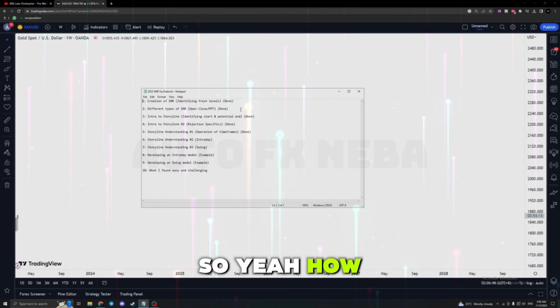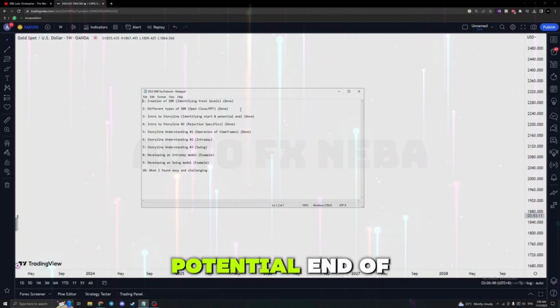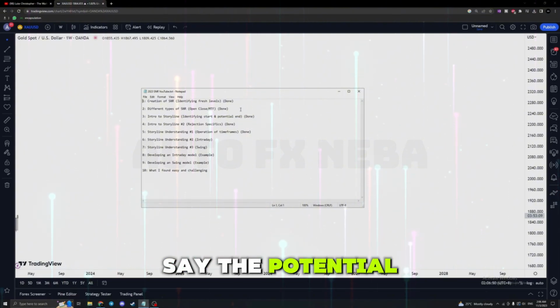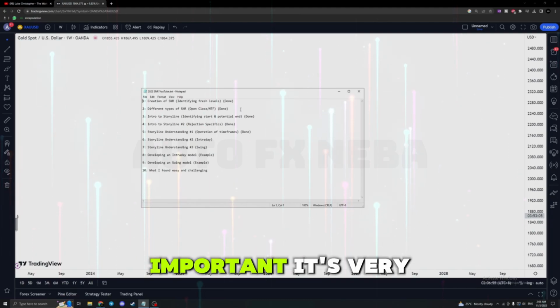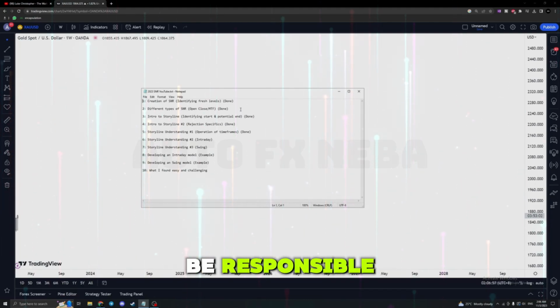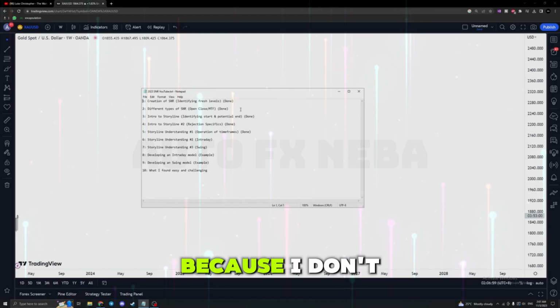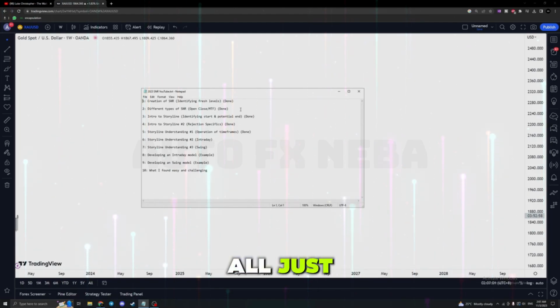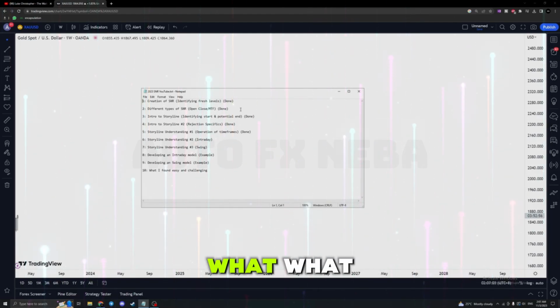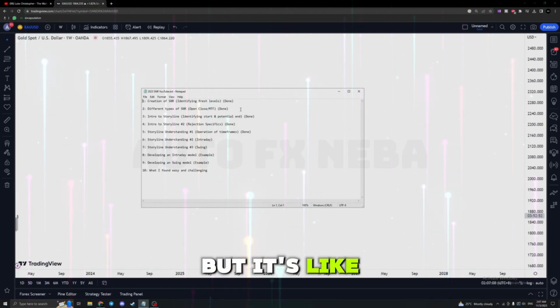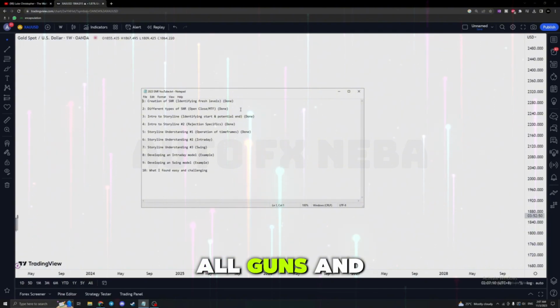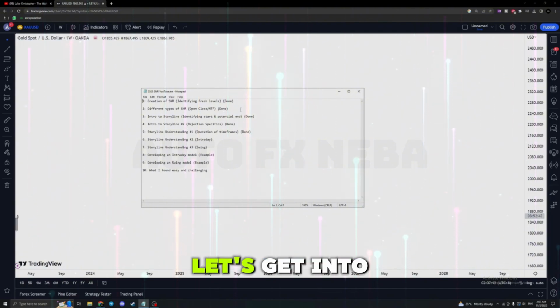Anyway, how to identify the start and the potential end of a storyline, or you could say the potential start and the potential end of the storyline, because none of this stuff is actually certain. It's very important that I be responsible when I'm conveying this message to you guys, because I don't want you to think that it's all just roses and sunshine. Let's get into this.